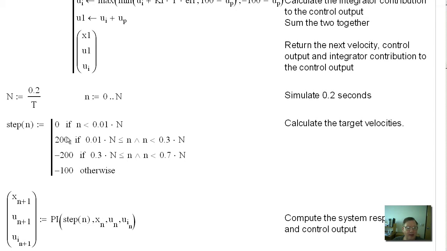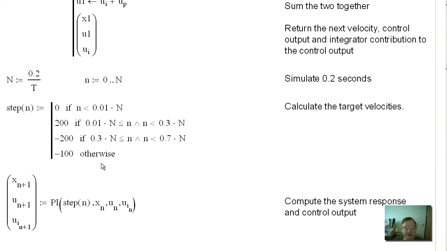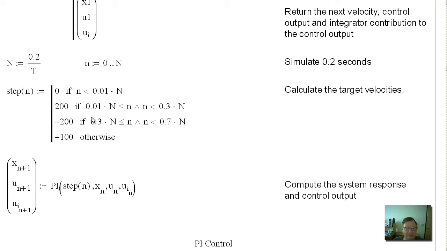The target generator is very simple also. I'm doing step changes to plus and minus 200 millimeters per second, and I'm ending up at minus 100 millimeters per second. So I'm calculating the target velocities here. And I do this because one, it's simple, and two, it introduces a lot of frequencies to the motion, and you can really test to see if your control algorithm is going to work the way you want it to at all frequencies when you use a step.